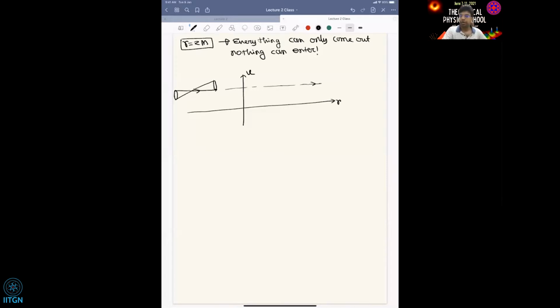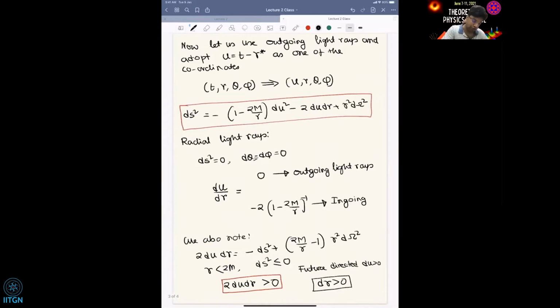Okay. Once you close, so this is r less than 2m, this is r greater than 2m, and this is r equal to 2m. Once you are at r equal to 2m, the outgoing light rays still remain u equal to constant. But the slope has tilted. Note, the slope is a function of r for the ingoing light rays. Clear? I hope these things are clear to everybody.